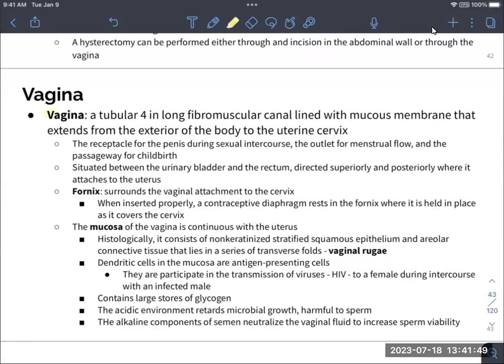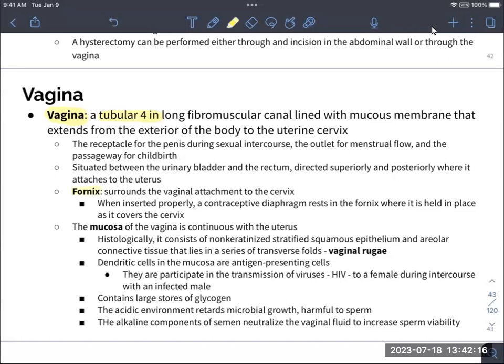So that vagina, that is this 4-inch tube that connects the uterus to the exterior of the body. So it's that receptor for the penis during sexual intercourse, and it's that outlet for that menstrual flow, as well as passageway for childbirth. It is between the urinary bladder and the rectum.